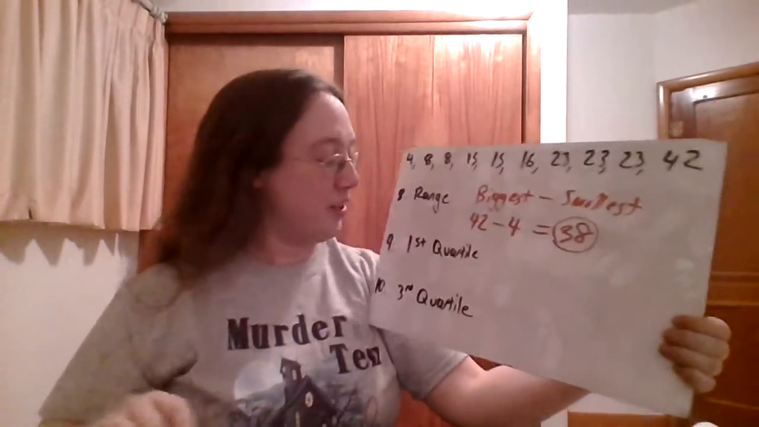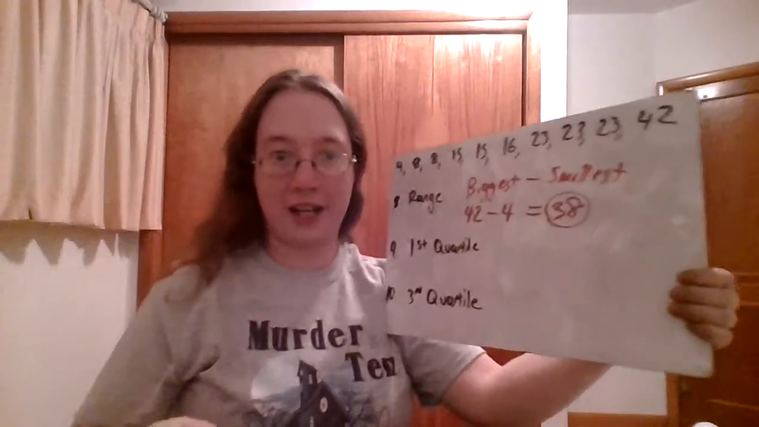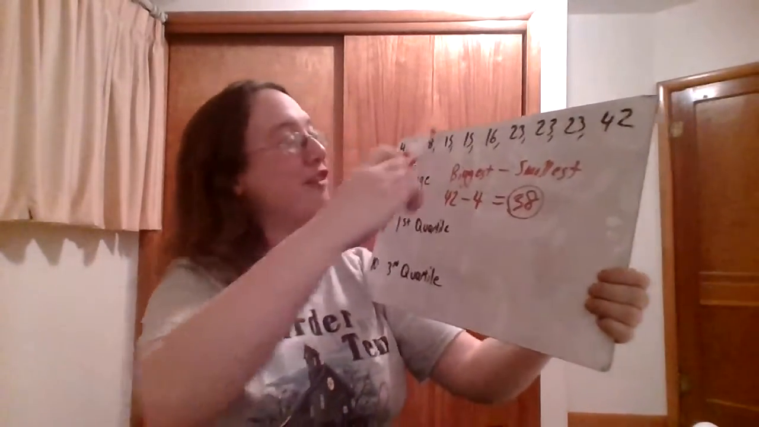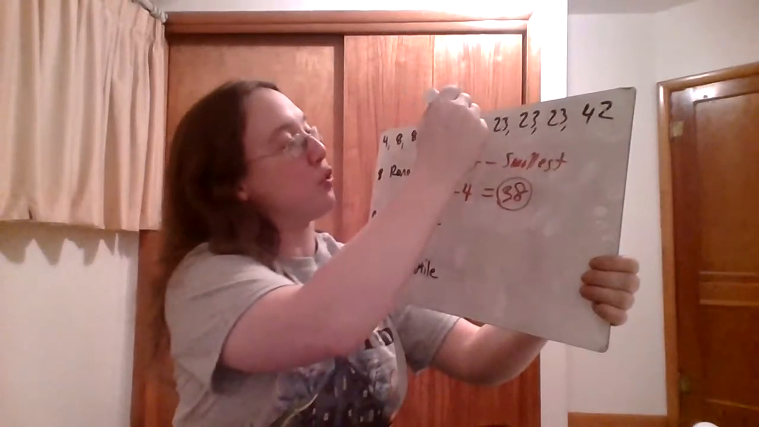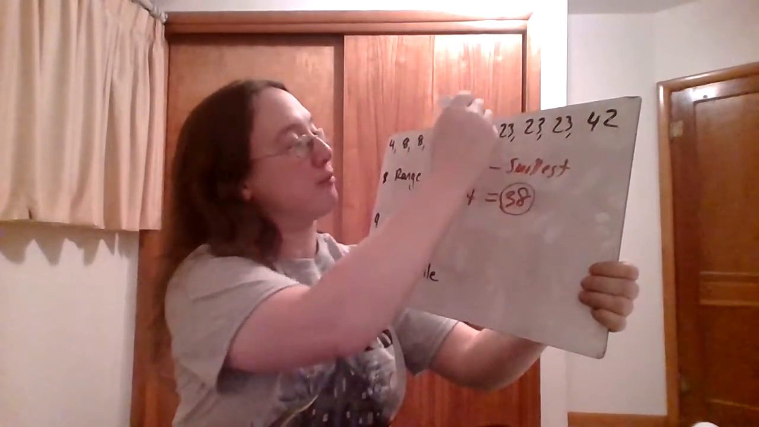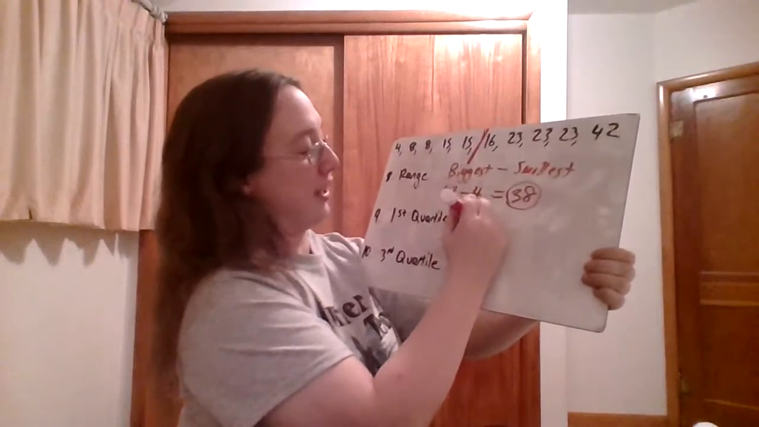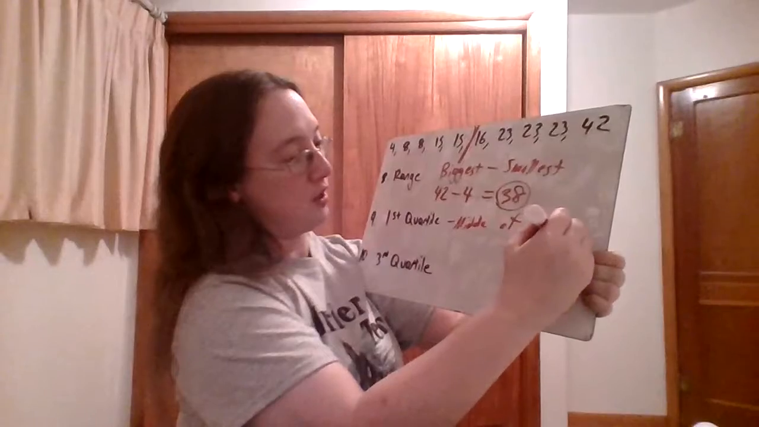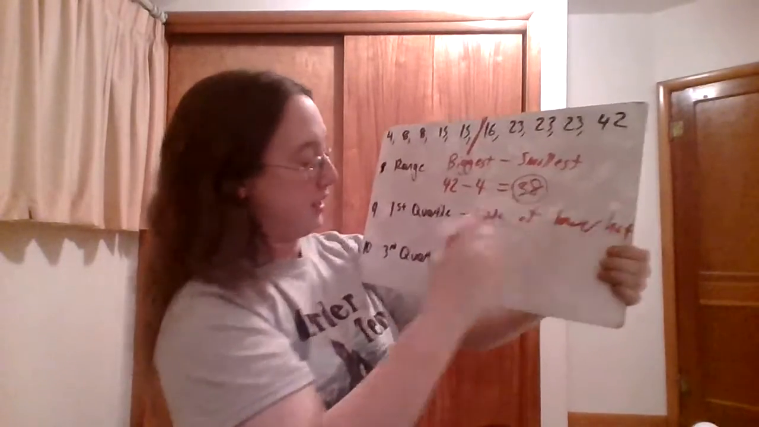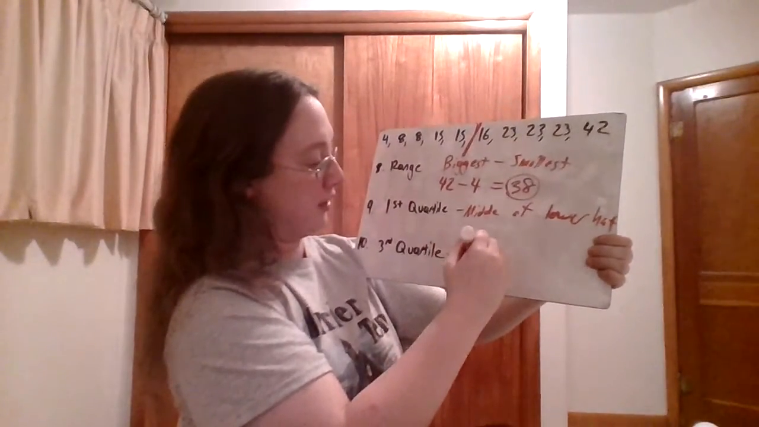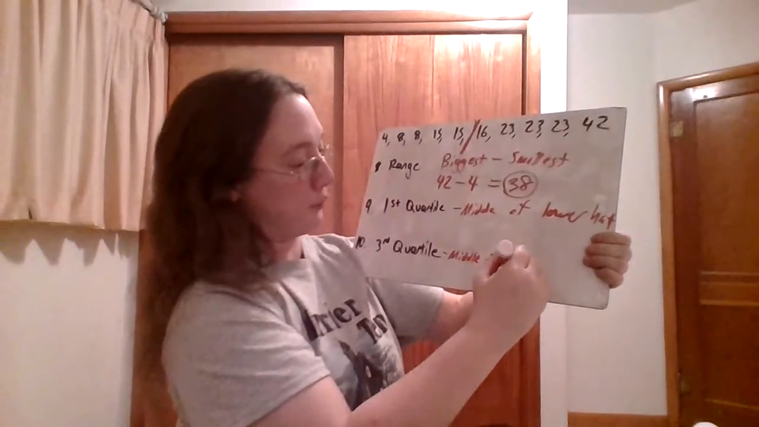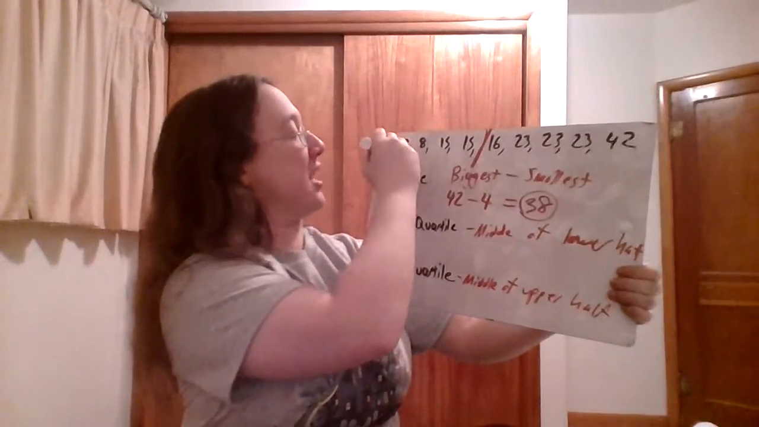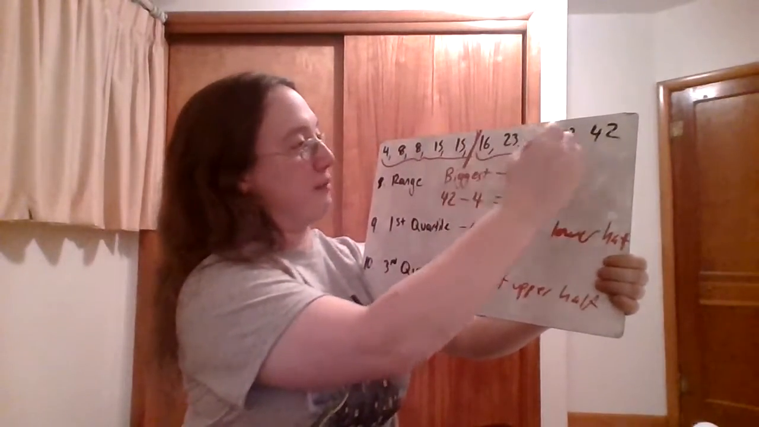Okay, now, your first and your third quartile are the middle of your halves. So we're going to split this where our median was. Our median was right between the 15 and the 16, so you're going to split this here. Your first quartile is the middle of your lower half, and the third quartile is the middle of your upper half, or your bigger half. So the first quartile is the middle of this, the third quartile is the middle of that.